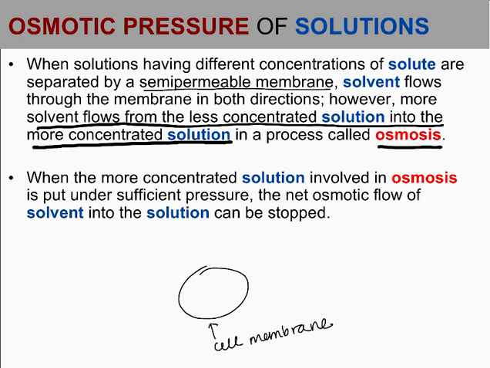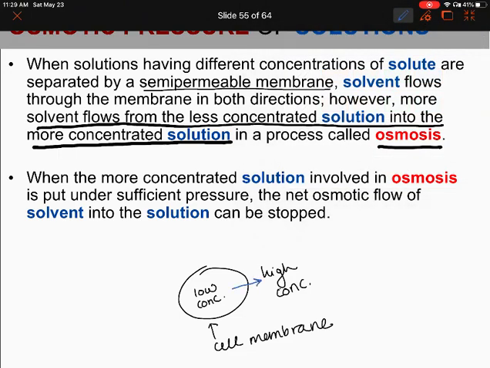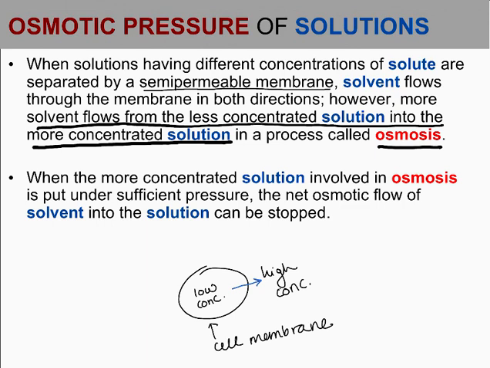So for instance, let's say that we have a lower concentration of solution inside of a cell, and a pretty high concentration of solute outside of the cell. Again, solvent's going to flow from the less concentrated area to the more concentrated area. That could decrease the pressure inside of the cell, which could be bad for the blood cell or other types of cells.